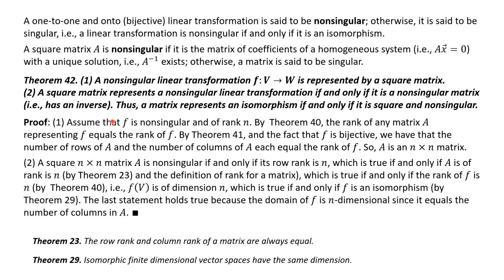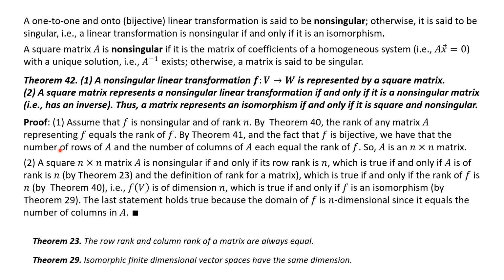The proof of part 1: assume that F is non-singular and of rank n. By theorem 40, the rank of any matrix A representing F equals the rank of F. By theorem 41 and the fact that F is bijective, we have that the number of rows of A and the number of columns of A each equal the rank of F, in other words n, so A is an n by n matrix.